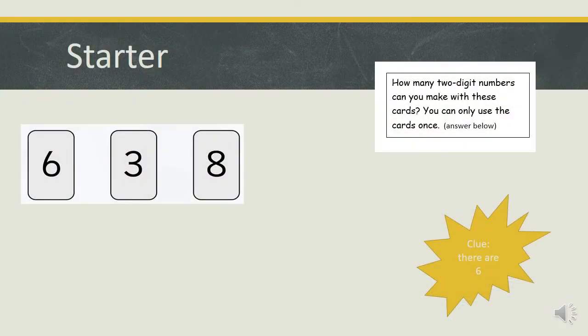So you've got three numbers here. You've got 6, 3 and 8. So what I want you to do on a piece of paper or on your sheet that you've got, I want you to see how many 2-digit numbers you can make with these cards. So remember, 2-digit numbers are numbers with 2 digits. You can only use the cards once, so you can't have 66 or 33 or 88. You've got to mix them up. And there's a little clue, there are 6. Now have a go. In a minute I'm going to tell you what the 6 2-digit numbers are, so just pause the video whilst you have a go at doing that.